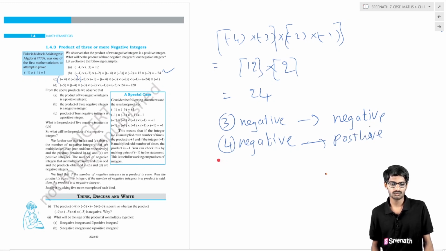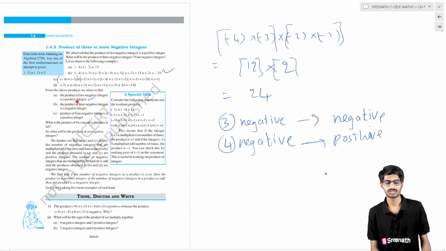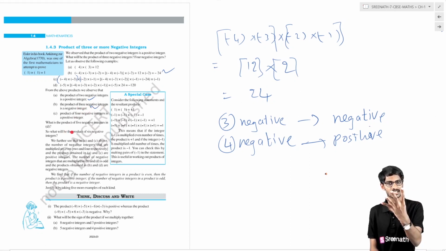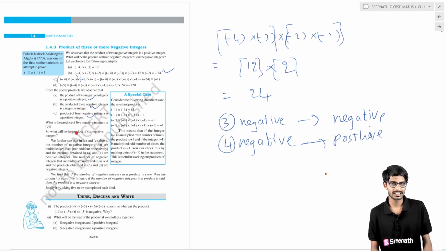So finally, what can we conclude from the above products? We observed that the product of two negative integers is a positive integer. When we multiply two negative integers, we will get a positive integer. The product of three negative numbers is a negative integer. So when we multiply three negative integers, we will get a negative integer. But when we multiply four negative integers, we will get a positive integer.